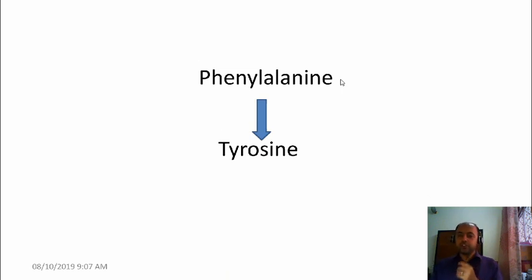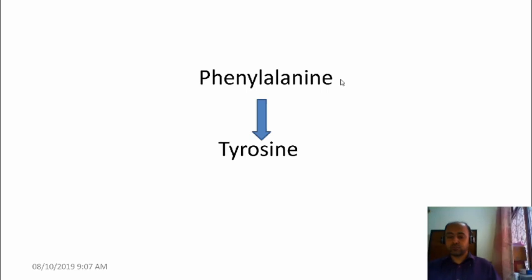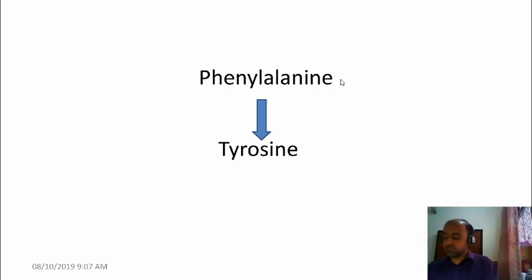So we are continuing with our session where we had started with the second important group of inborn error disorders, and it is related to the phenylalanine tyrosine complex. All right. So phenylalanine is normally converted to tyrosine by the enzyme phenylalanine hydroxylase.